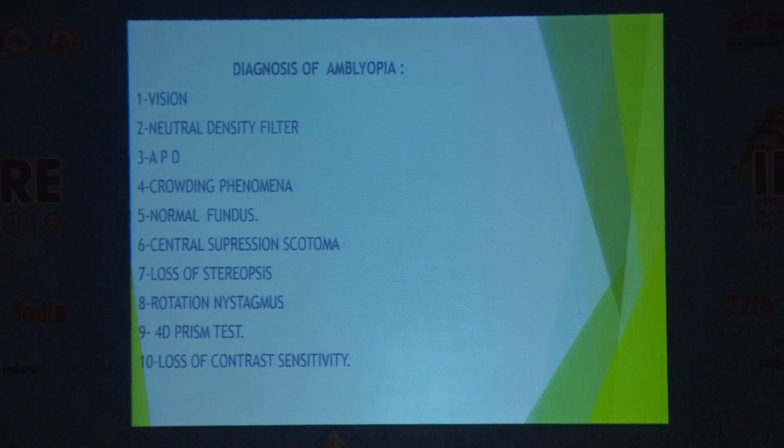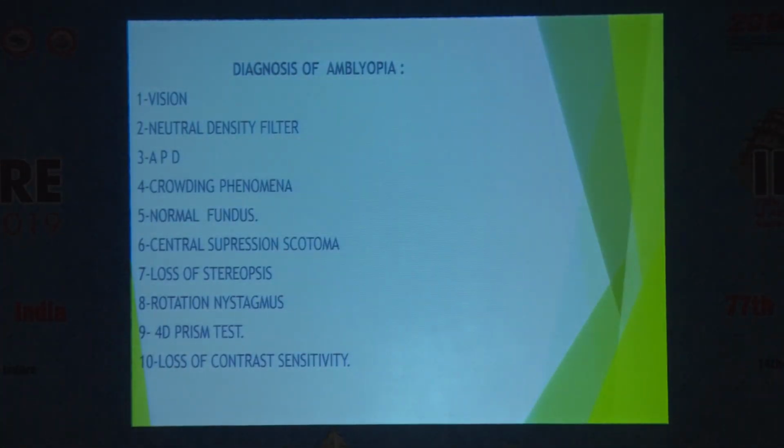Now, if you suspect that the patient has amblyopia, how do you diagnose? There are various modes of diagnosis. One is vision, then neutral density filter, afferent pupillary defect. It is very subtle, but you have to be very careful when you try to elicit it. Crowding phenomenon, normal fundus, central suppression scotoma, which you have to diagnose by certain tests, loss of stereopsis, nystagmus, four-prism diopter test, and loss of contrast.